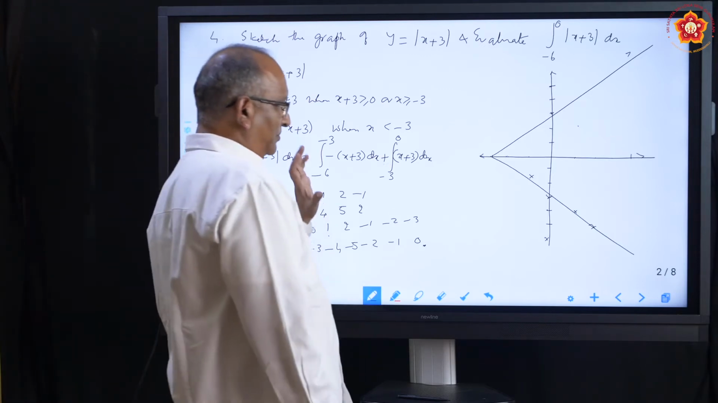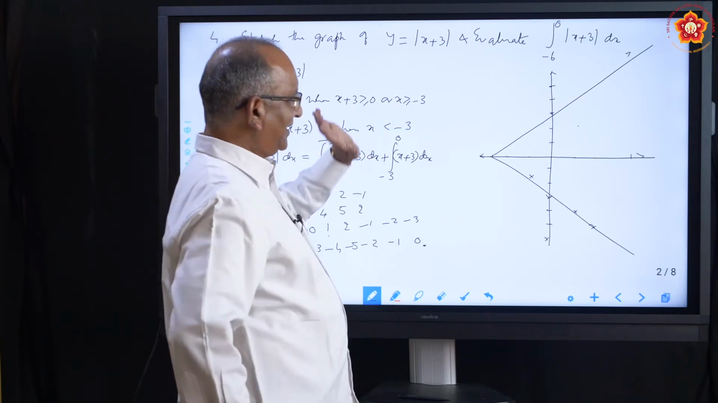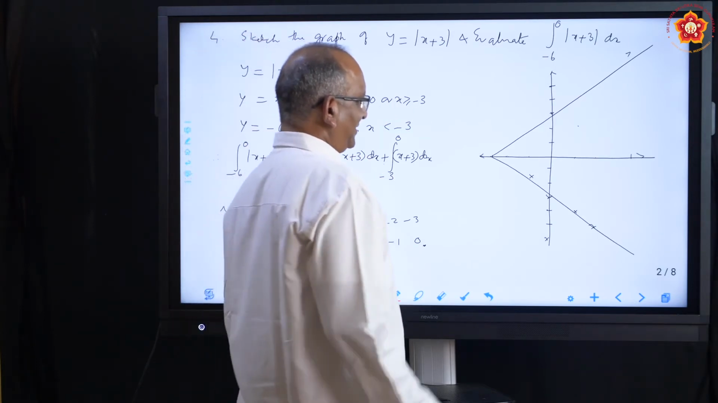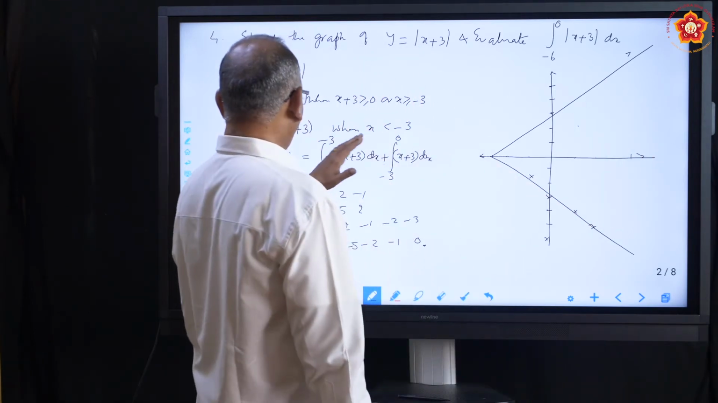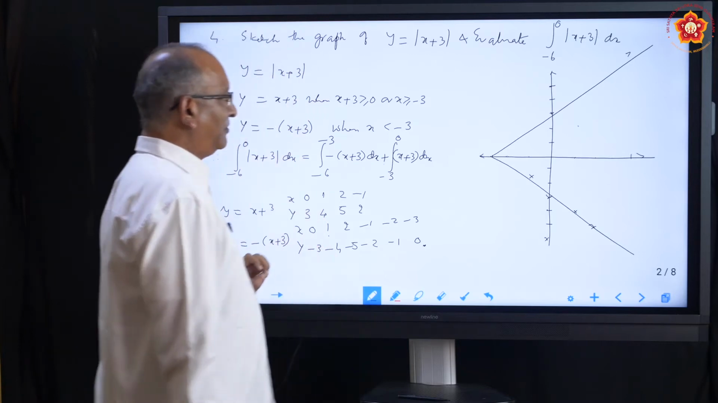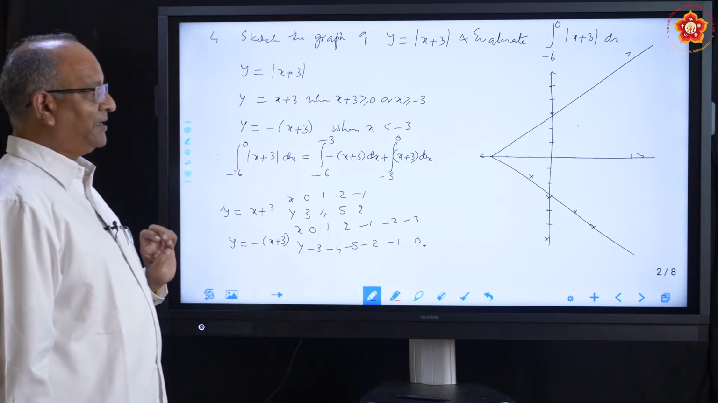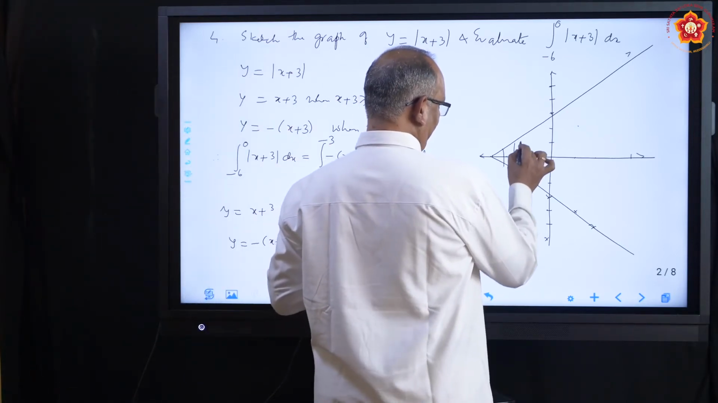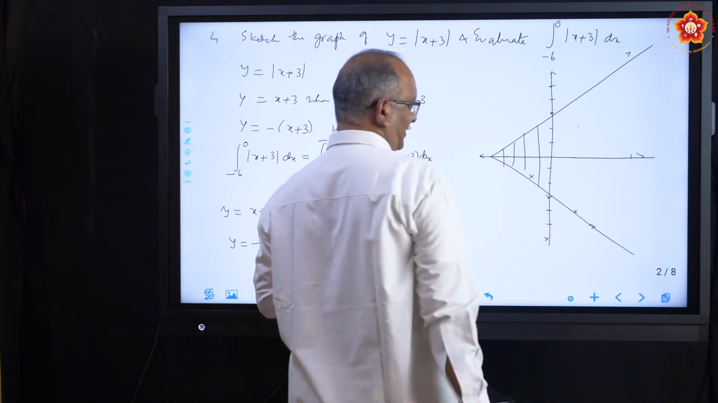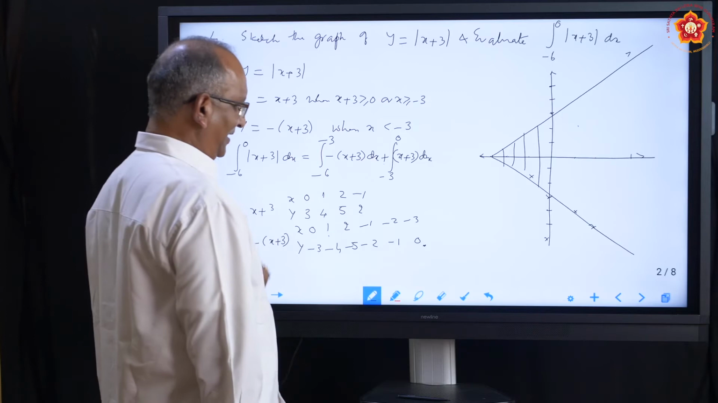Okay. What is important is this particular function is defined when x is greater than minus 3. Greater than minus 3 means this way. And when it is less than minus 3, this is the function. Now, what is the area we need to calculate? That's what is the thing. So, in this particular manner we can take the area and calculate the area.